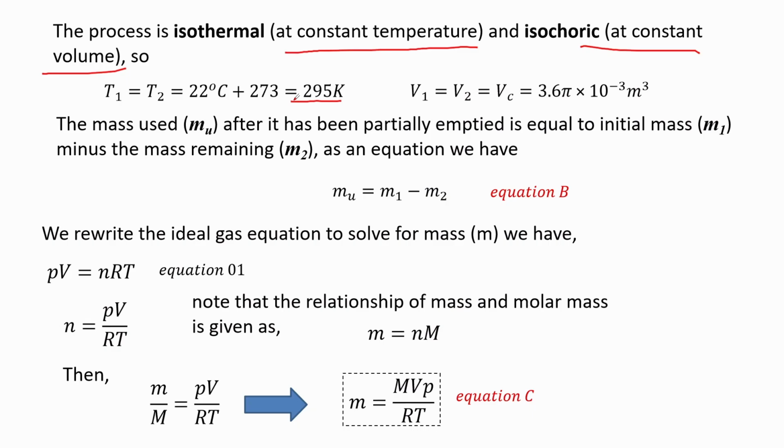Similarly, the volume before and after the gas is released, V1 and V2, are equal. The mass used, noted as mu after it has been partially emptied, is equal to the initial mass M1 minus the mass remaining, M2. We write this as equation B. We rewrite the ideal gas equation to solve for mass M and take into consideration the relation of molar mass, and we have equation C.